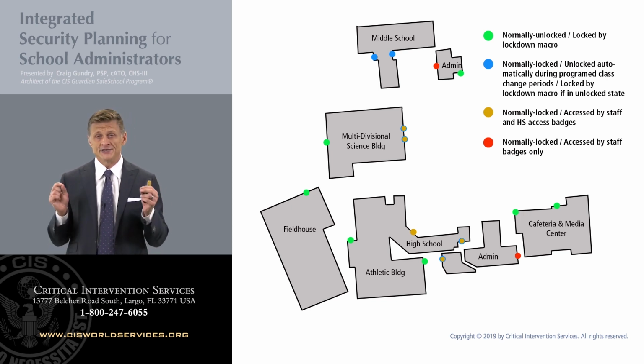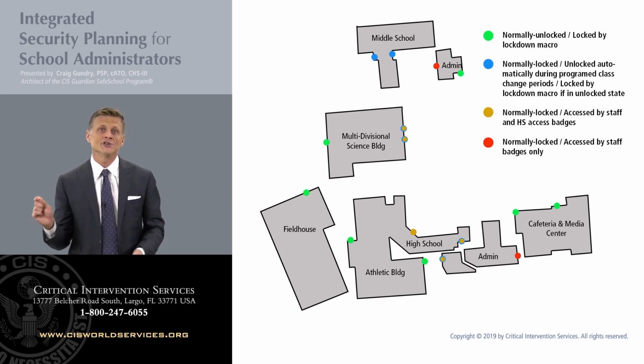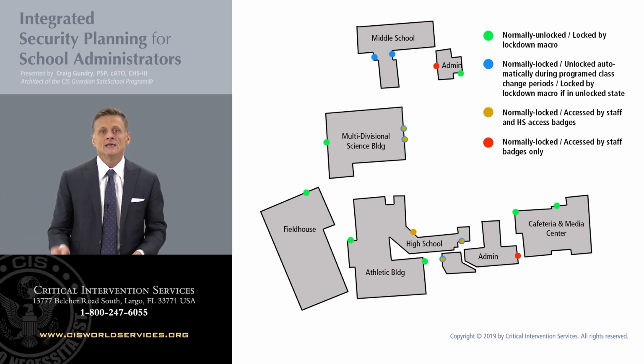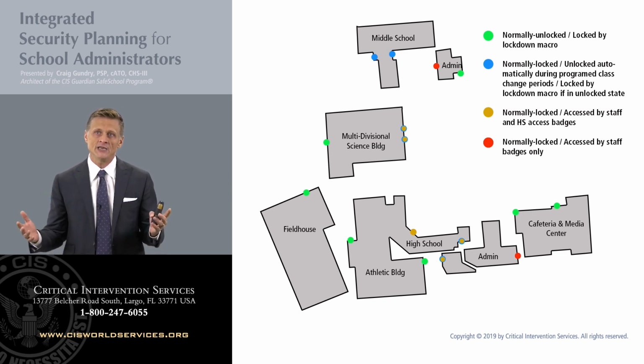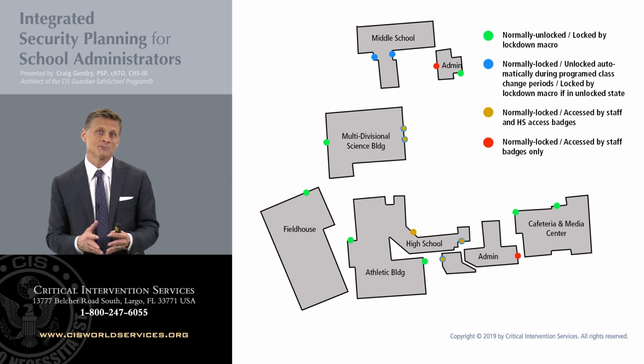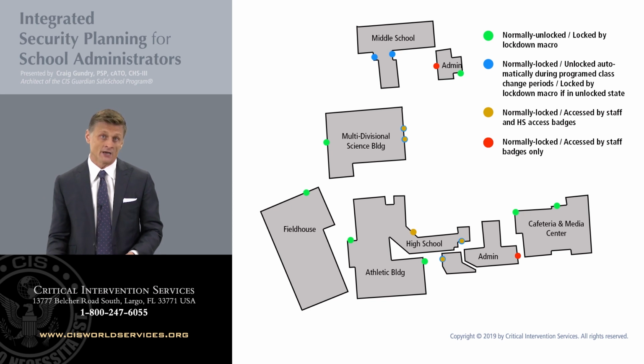So what we've done then in the design of the access control system is determined that certain doors will be operated by staff-only badges. These are primarily going to be doors into the administrative buildings, as well as doors into select areas that would only be used by maintenance or other people like this. Then for the middle school, the doors on the outside of the middle school, as well as select access doors into the multi-purpose science building would be operated with a timed lock and unlock feature.